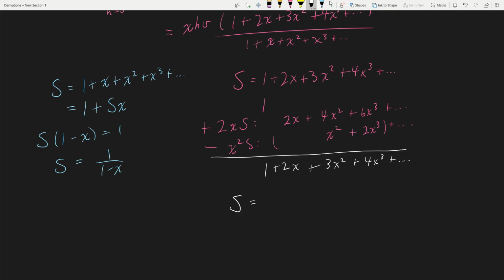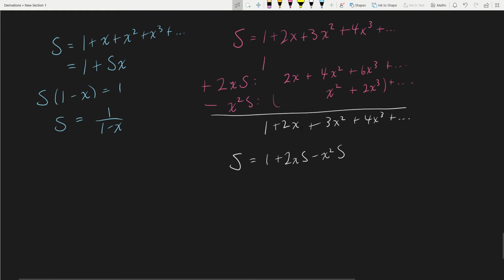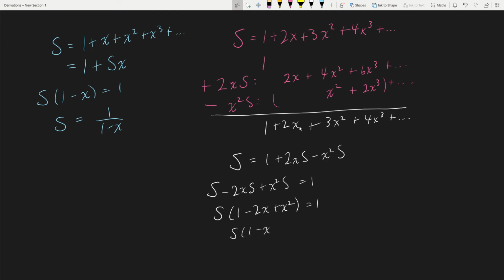So s is going to be equal to 1 plus 2xs minus x squared s. All right, so there's actually a perfect square hidden in here. So bring all the s's to one side: s times (1 minus 2x plus x squared) equals 1. And you will see it now. 1 minus 2x plus x squared, and of course that can be factored. And we get s equals 1 over (1 minus x) squared.